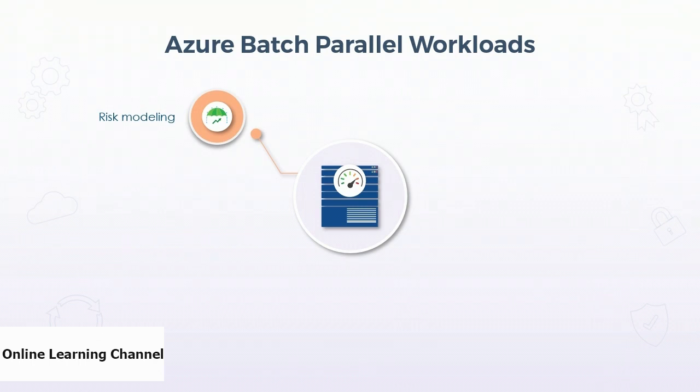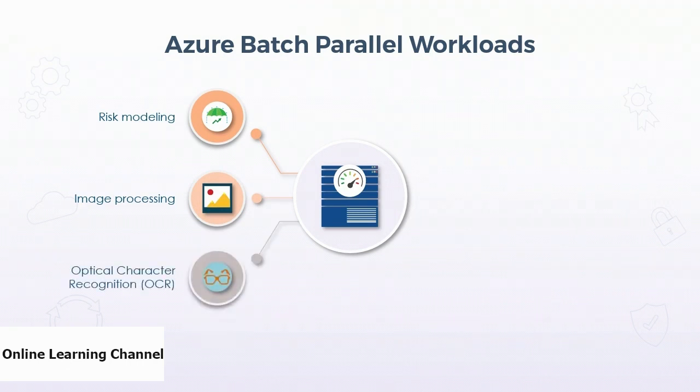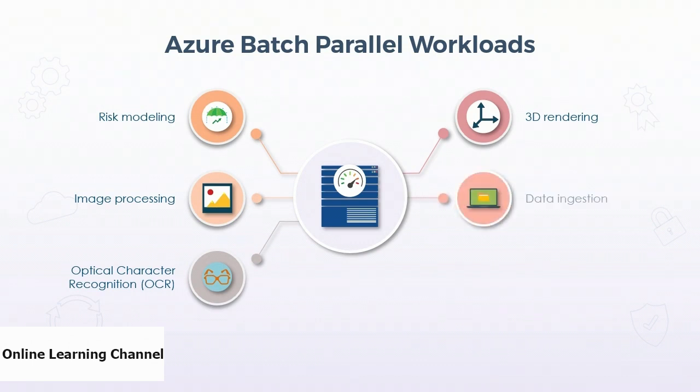Some of the many applications ideal for Azure Batch are risk modeling, which is mathematically intensive, image processing, since each image can be processed pixel by pixel by concurrent processes, optical character recognition or OCR, which identifies text characters in an image and is a specific form of image processing, 3D rendering, where groups of 3D objects can be processed concurrently, data ingestion, where large amounts of data can be transformed, and software testing, which happens in batches and consists of many independent tests that can run concurrently.